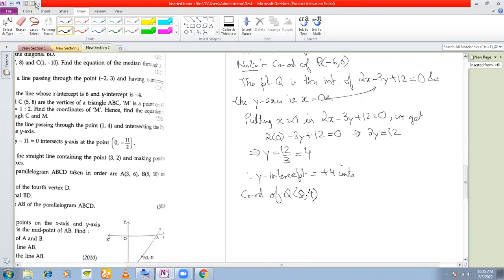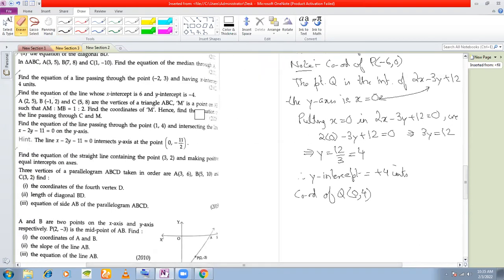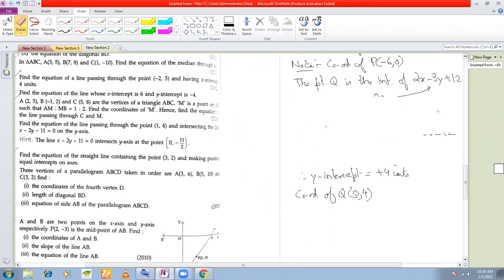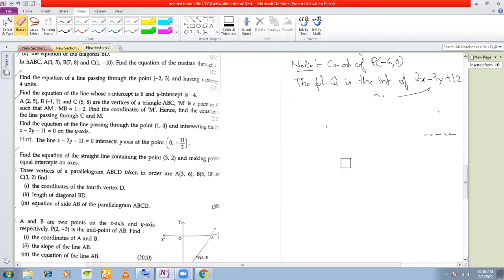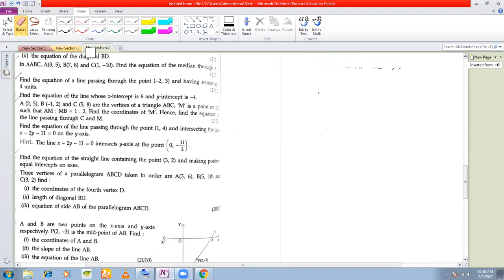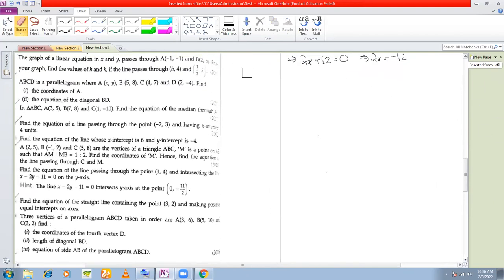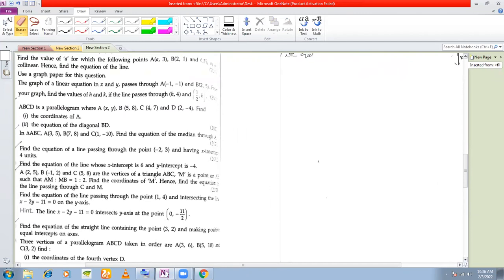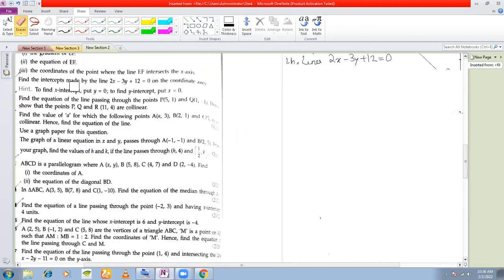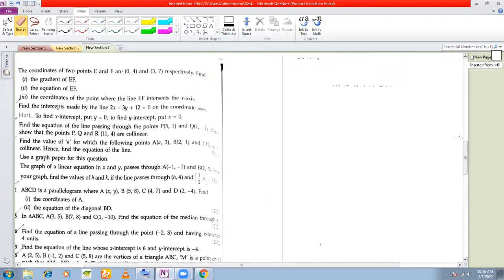Clear? Intercept problems you will come across a lot in the times to come. So just remember, if you want to find out the x-intercept, put y is equal to 0 in the given equation, and if you want to find out the y-intercept, put x is equal to 0. Okay, that is how it follows.